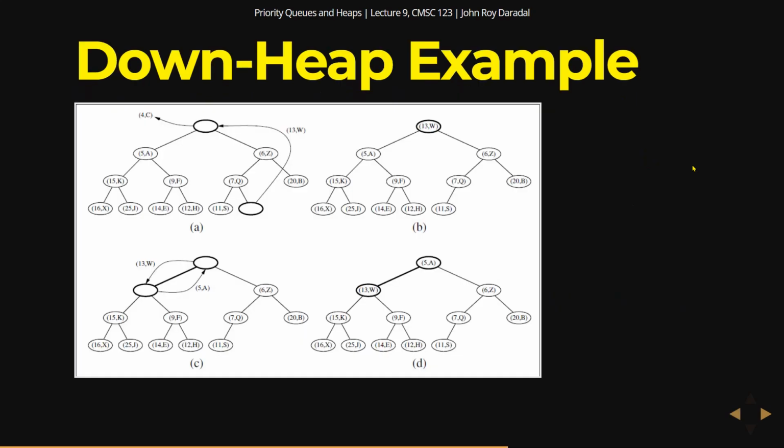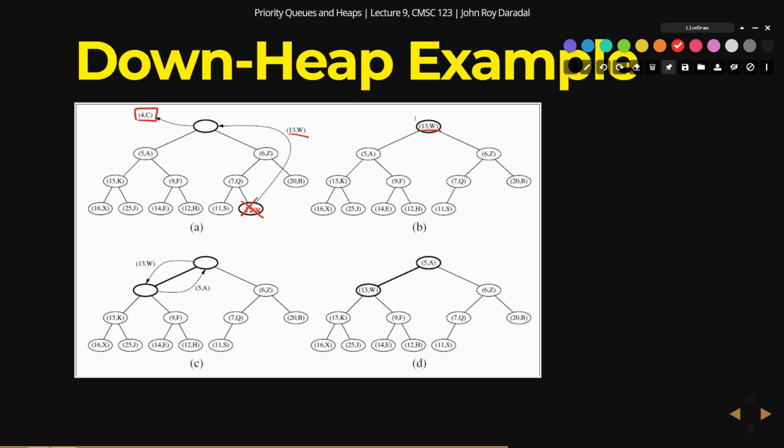So let's see one more example. In here, 4C is the current root node, and we'll return this. Then 13W was the current last node, so we'll transfer whatever is at 13W to the root. We'll overwrite whatever was at the root. So 13W is already here, and this node will be removed. So now 7Q will only have one child, which is 11S.